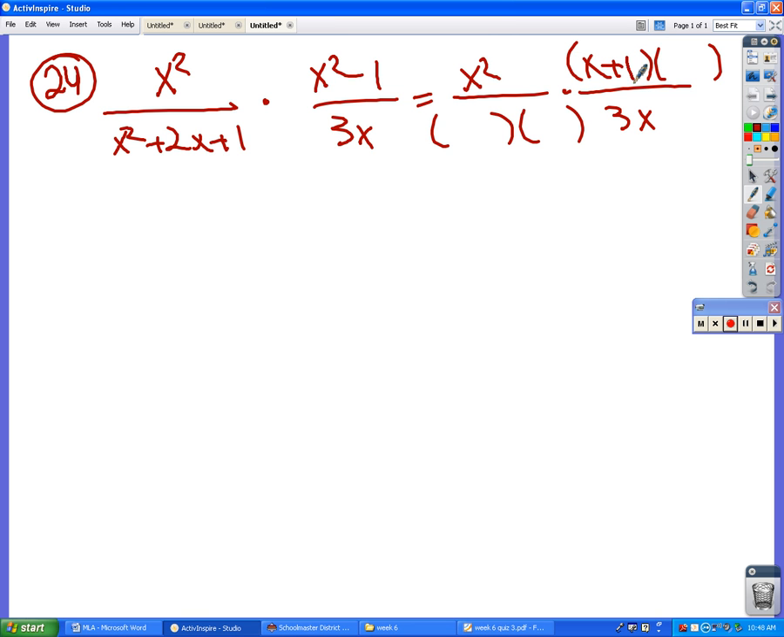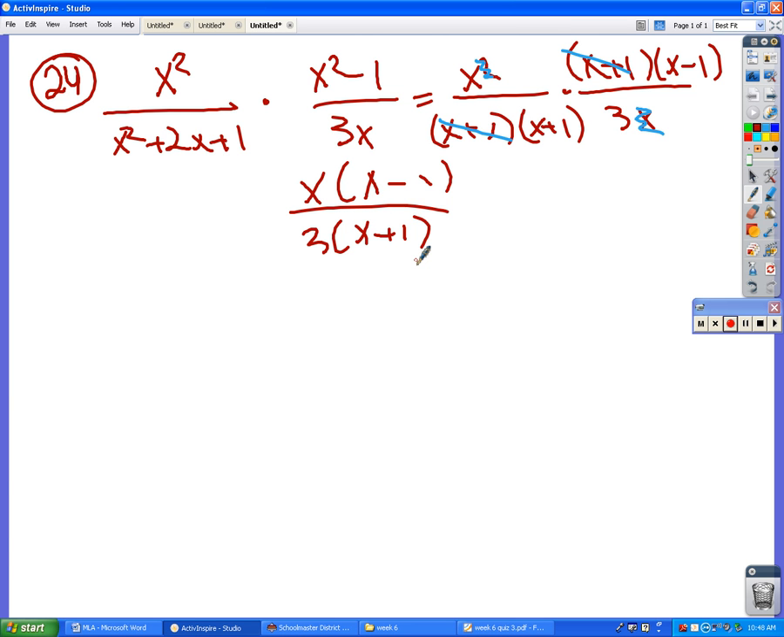X squared minus 1 factors into x plus 1 and x minus 1. The other one factors into x plus 1 and x plus 1, where x squared plus 2x plus 1, because 1 times 1 is 1 and 1 plus 1 is 2. All right, so now I can cancel x plus 1 and x plus 1. This x cancels one of the x's from there. And so my final answer is x times x minus 1 over 3 times x plus 1. Okay?